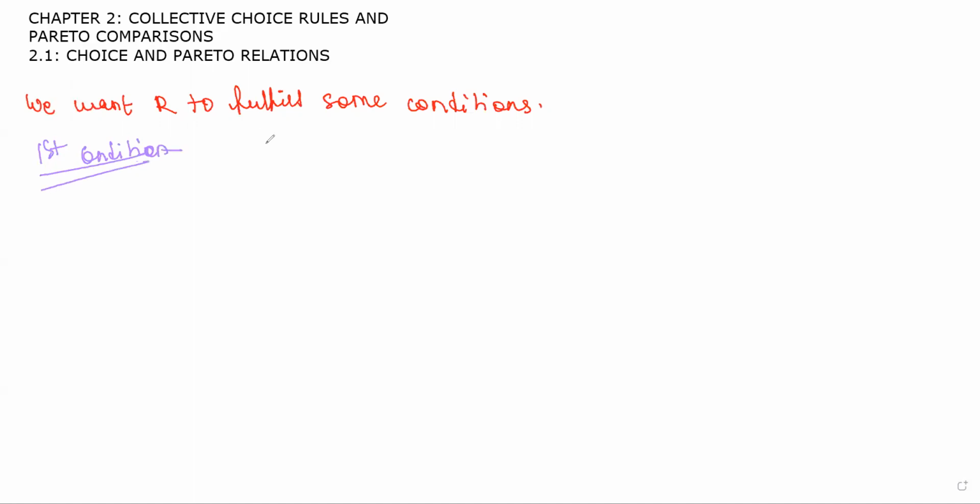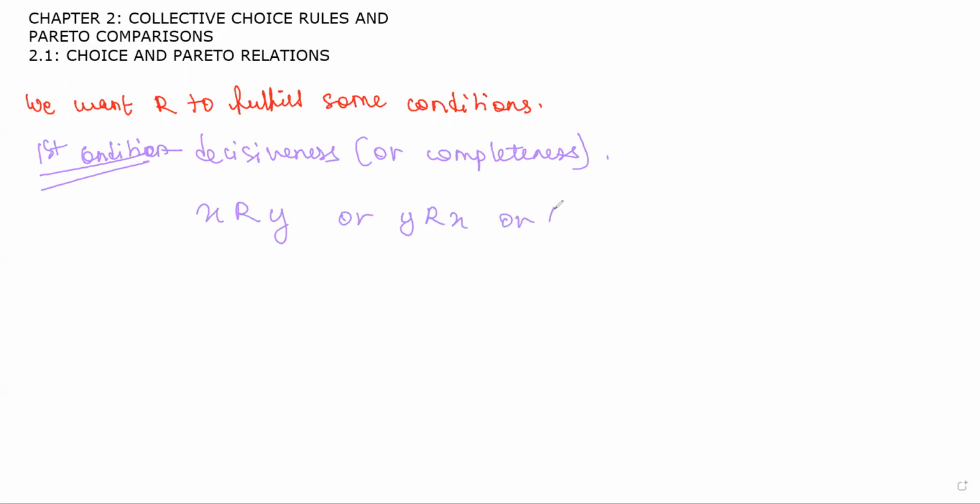is decisiveness. What does it mean? Decisiveness or completeness. You want R to be complete for all given Ri's. So if I have given you Ri's and I give you some x and y, you should be able to tell me whether xRy or yRx or both. So from this comes a definition. A collective choice rule that gives R is decisive if R is complete.